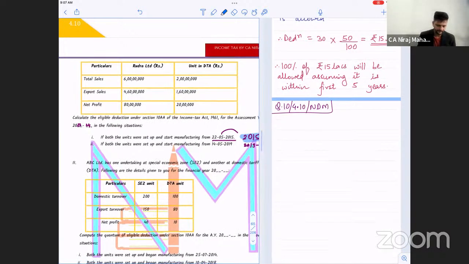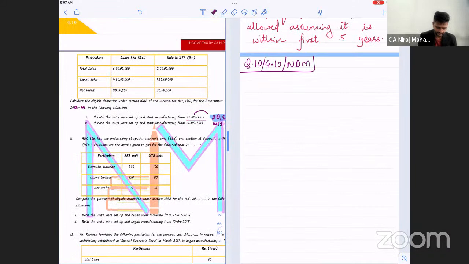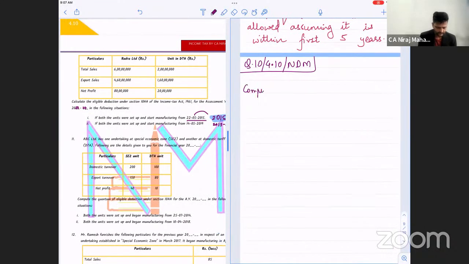Check. Write down. Computation of. At least can you give me the net profit of SEZ?